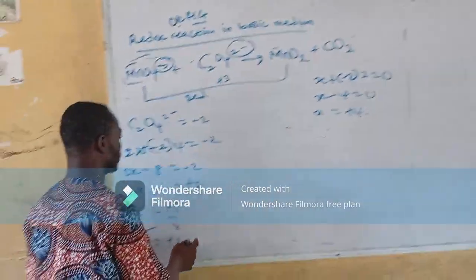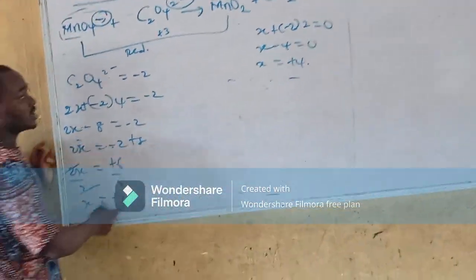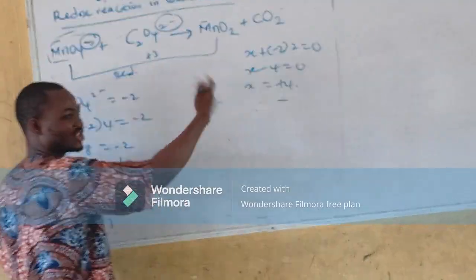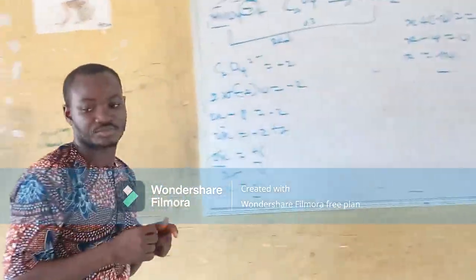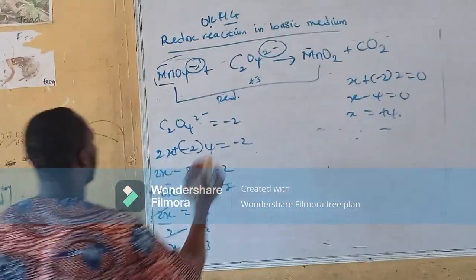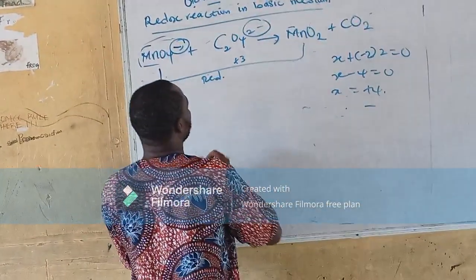It means that carbon has gone from plus 3 to plus 4. It has lost an electron. In that case, we can say carbon is doing oxidation. So our carbon is our oxidation half equation. So let's write the equation out.